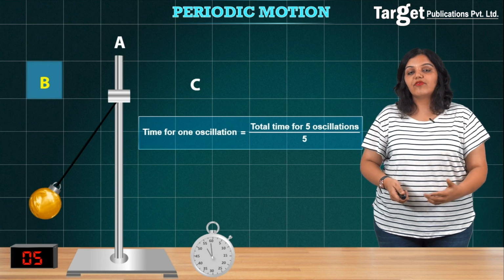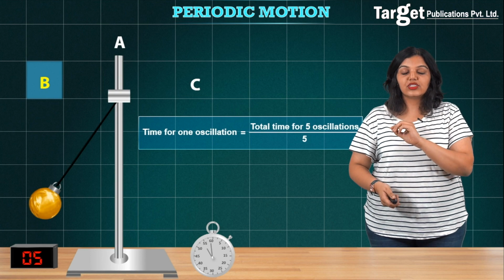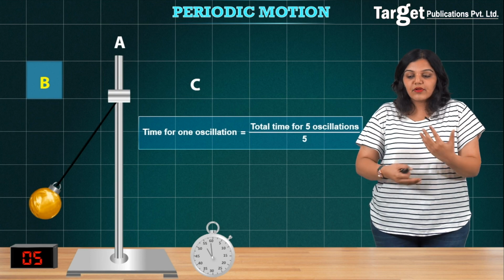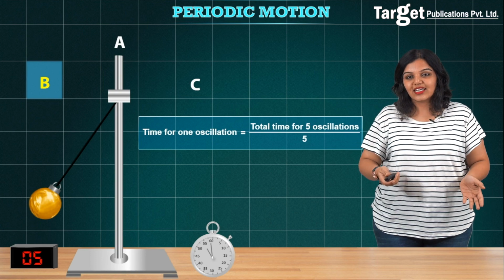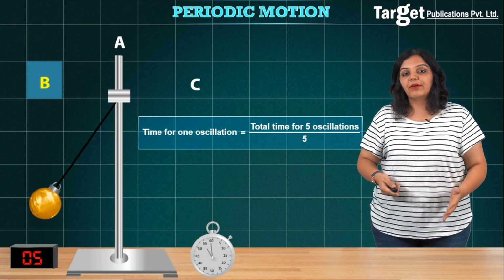So in general, the time for one oscillation will be given by the total time for n oscillations divided by n, where n is the number of oscillations whose time you measured. So this is how, practically, you will find the time period.